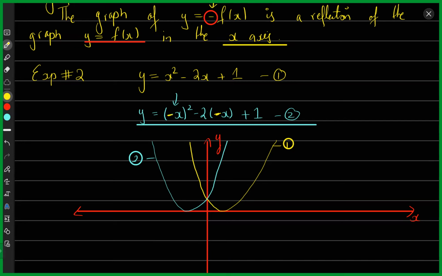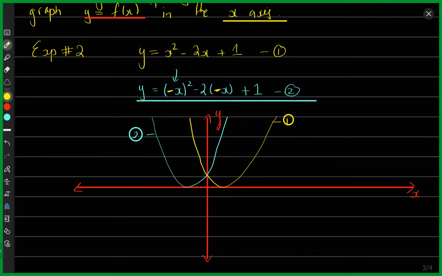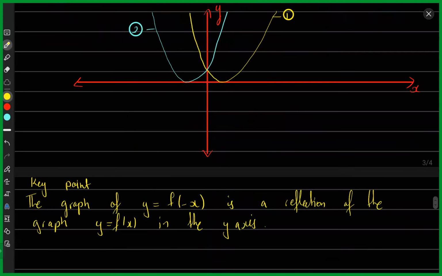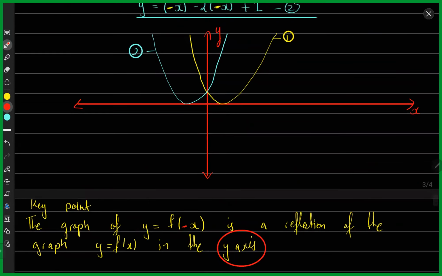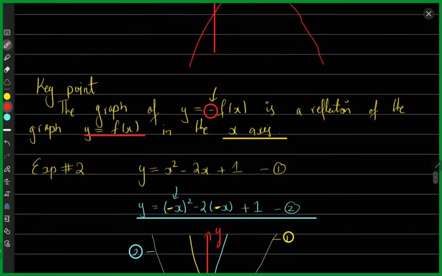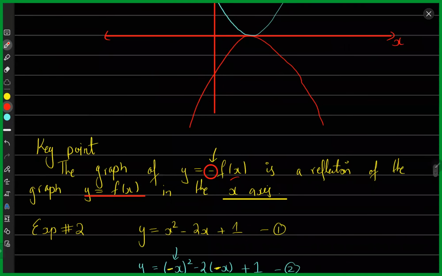So I just made the yellow graph, and considering this minus with x, I made the blue graph by reflecting it in the y-axis, okay? And here was your key point. The graph of y equals f of minus x is a reflection of the graph y equals f of x in the y-axis. All you need to understand is this minus with x would basically cause a reflection in the y-axis, and this minus with f would basically cause a reflection in the x-axis. It's the other way around, okay?